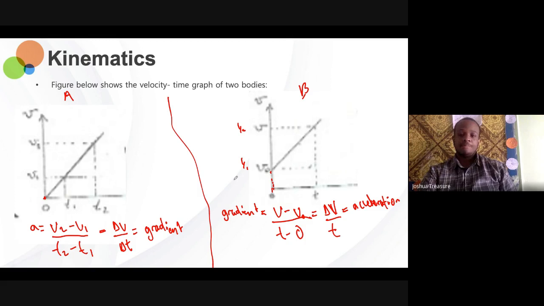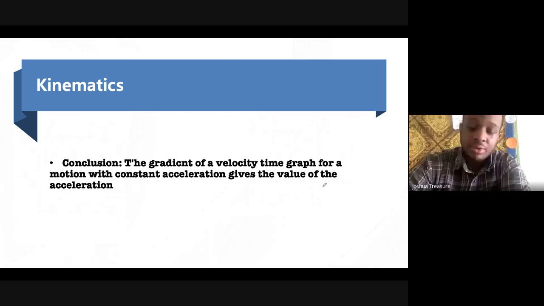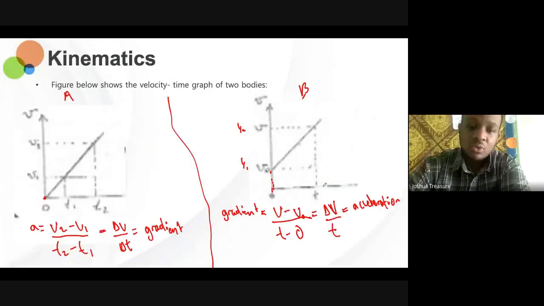All right. And we said that the gradient of this velocity time graph for a motion with constant acceleration gives us the value of the acceleration. That would be the gradient. And we solved that. So when you looked over the notes, were there any concerns or any problems?